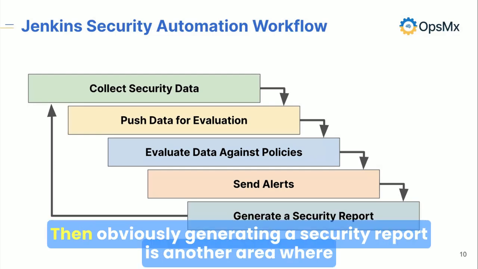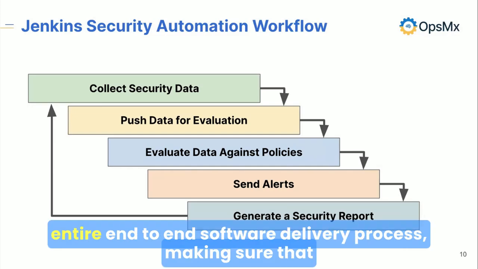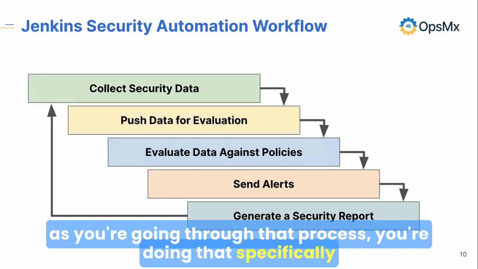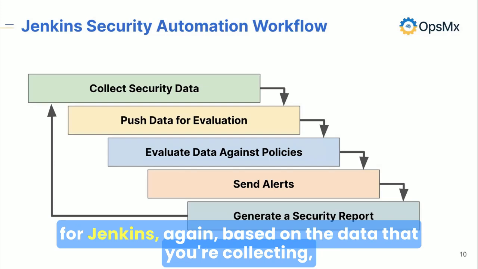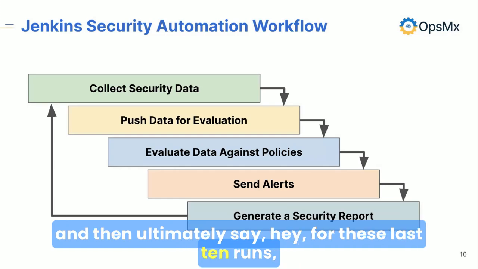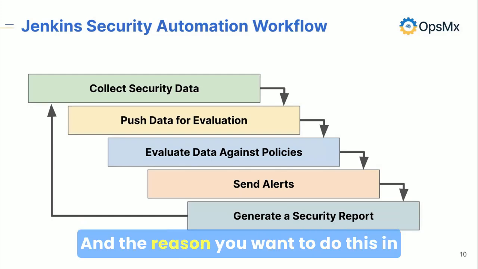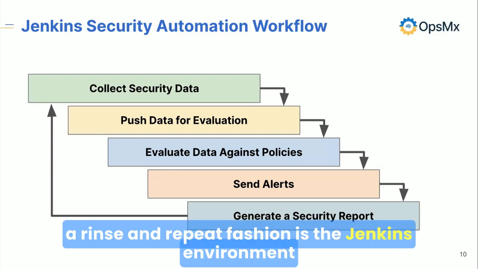And then obviously generating a security report is another area that is part of your overall auditing of the entire end-to-end software delivery process, making sure that as you're going through that process, you're doing that specifically for Jenkins, based on the data that you're collecting and ultimately the policies that you want to set, and then ultimately say, hey, for these last 10 runs, we've had no problems with Jenkins because it's met all of our policies.